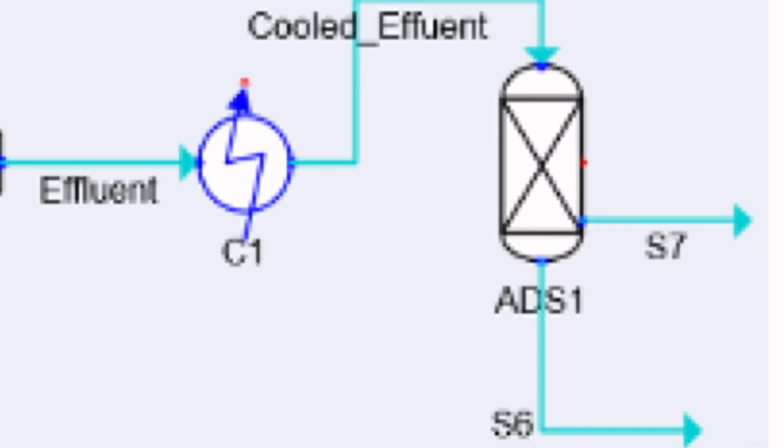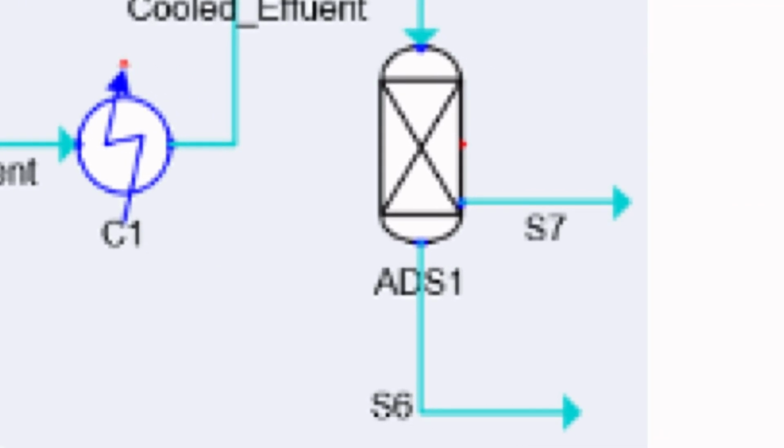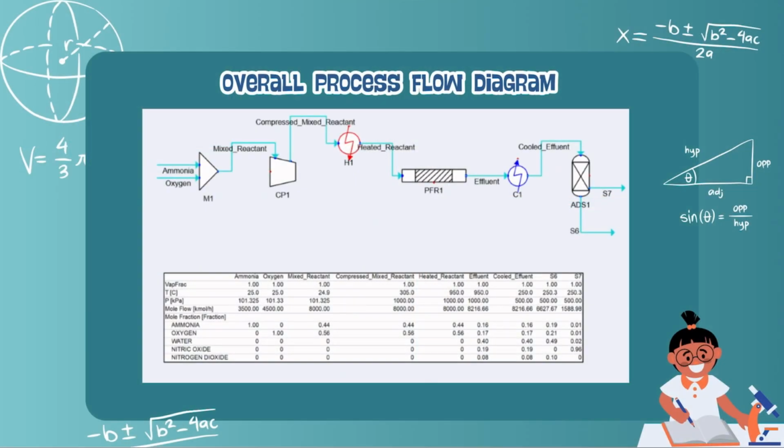Finally, the gas enters the adsorber, which is used to separate the desired nitric oxide from other byproducts. The process results in two output streams: S6, which contains ammonia, oxygen, water, and nitrogen dioxide, and S7, which is primarily composed of 96% nitric oxide, our final product. This concludes the overall process from raw material preparation to final product separation.